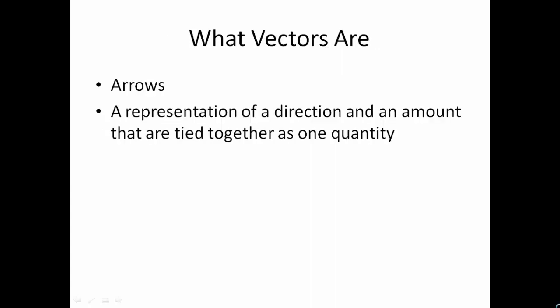What vectors are? You should probably think of vectors as arrows. When you're imagining them in your mind, just imagine an arrow in 3D space, or 2D space if we're working in 2D. They're basically a representation of a direction and an amount that are permanently tied together as one quantity. It's an amount and a direction that are inseparable.